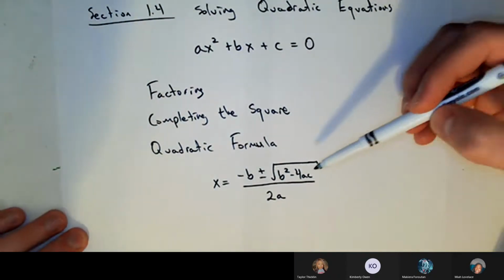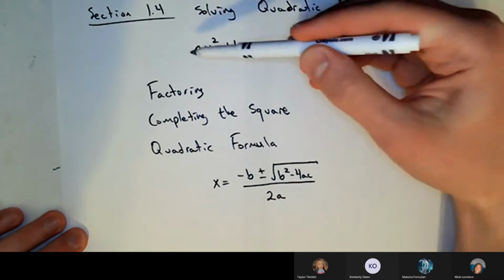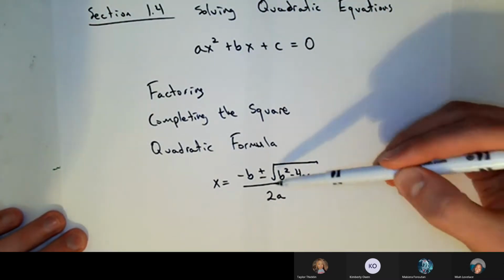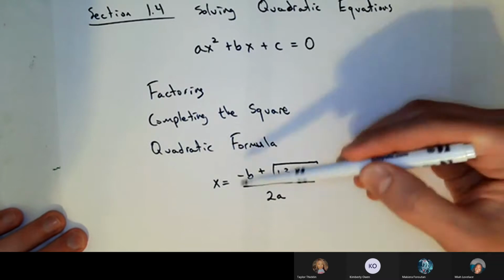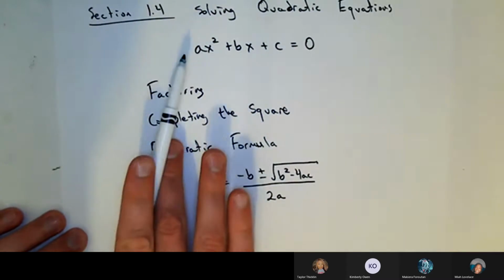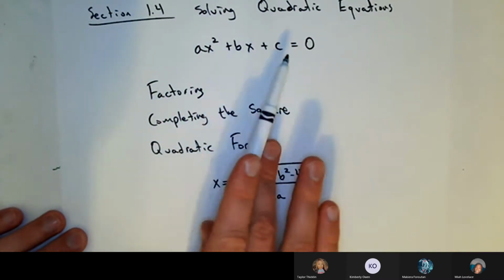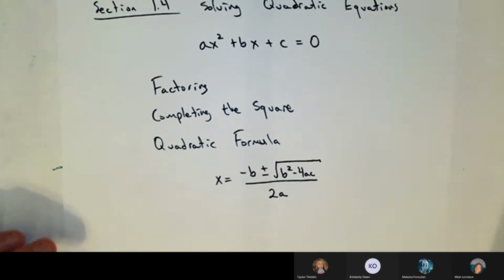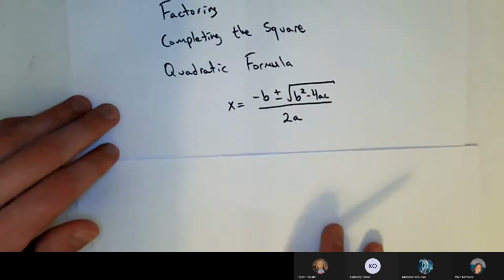And just so you know, I feel like it's pretty clear where these A, B, and C are coming from, but I'll just point it out. The A, B, and C in this formula are coming from the coefficients on the generic quadratic equation, A, B, and C. Okay, so let's run some examples.